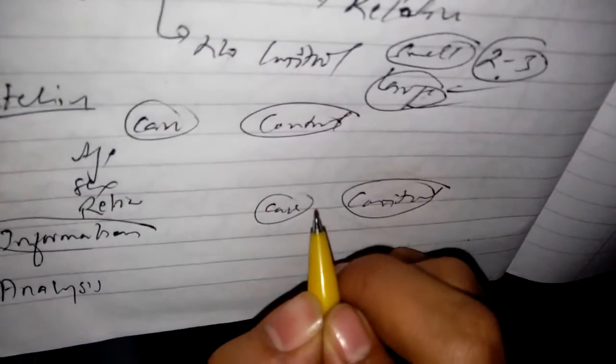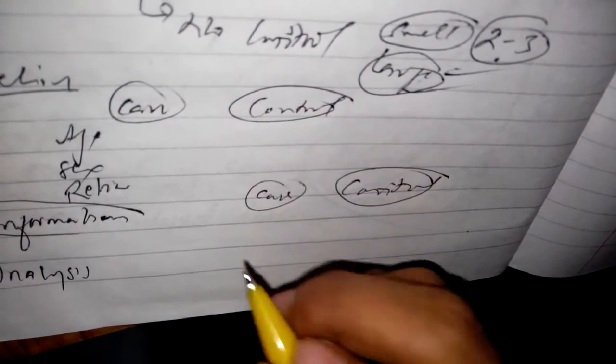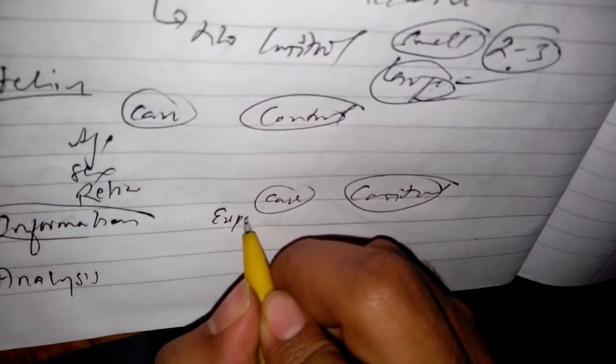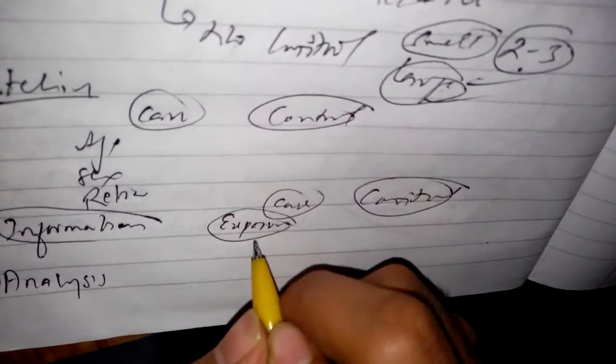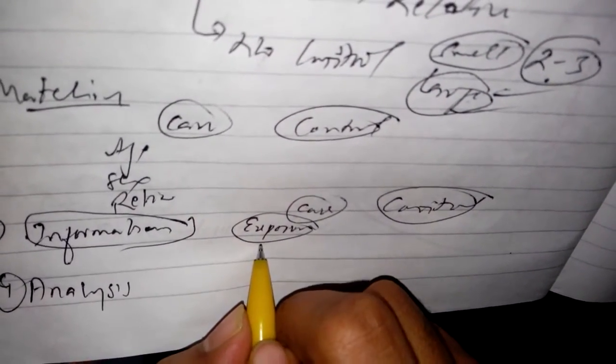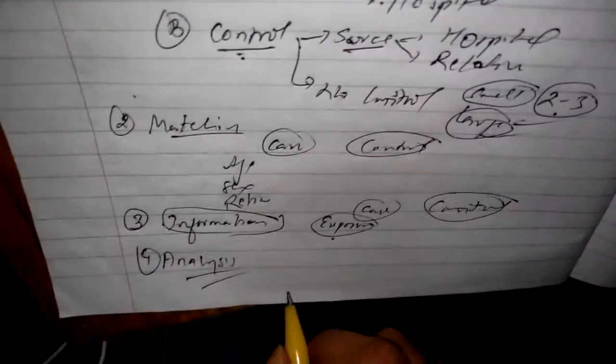We gather information of both case and control, whether the exposure is there or not. After gathering this information, we analyze it. Let me take an example.